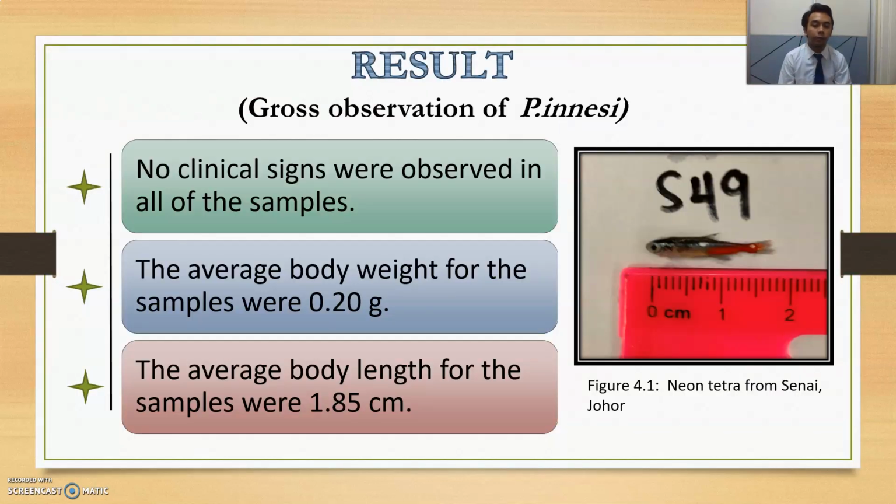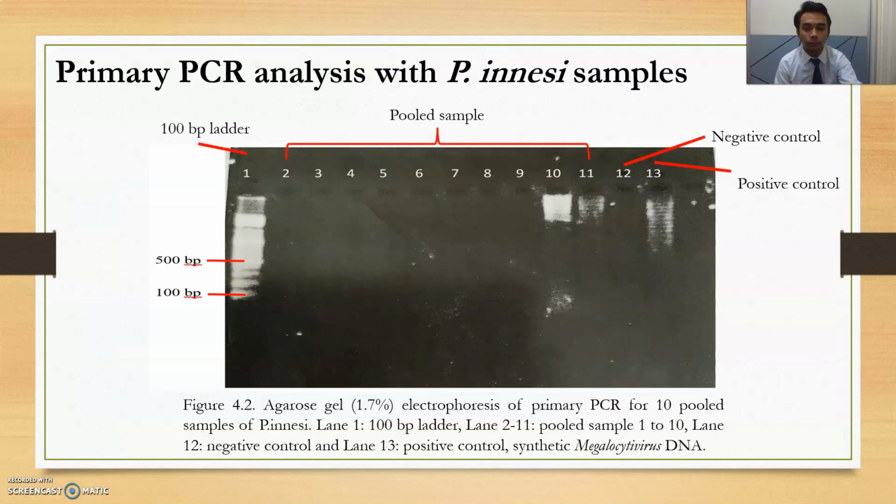For the gross observation of the samples, no clinical signs were observed in any of the samples. The average body weight for the samples was 0.20 gram, and the average body length was 1.85 cm. As you can see from figure 4.1, it shows the neon tetra that we collected from an ornamental fish farm in Johor. This is the result that I have done for primary PCR analysis with the samples.